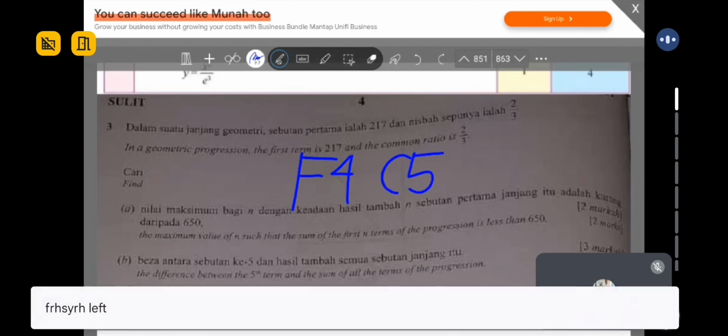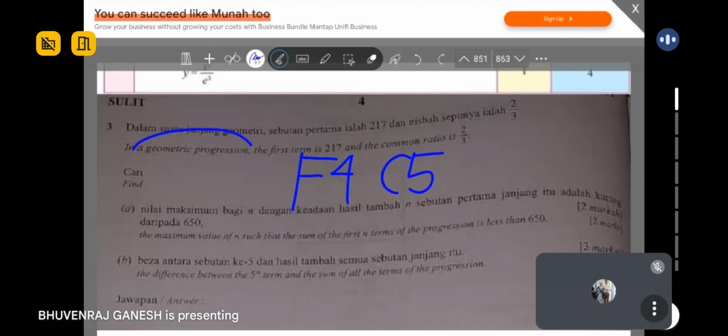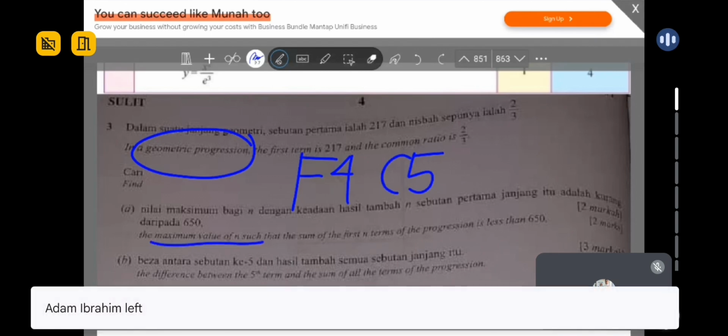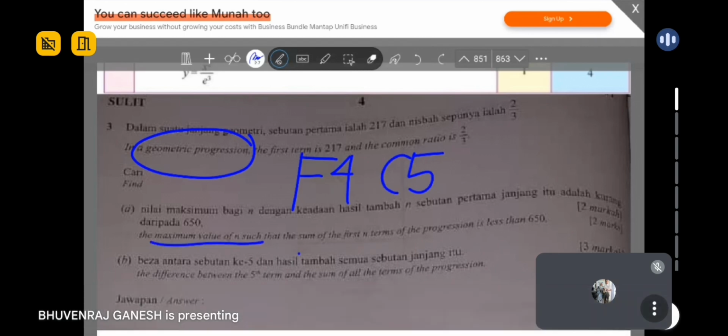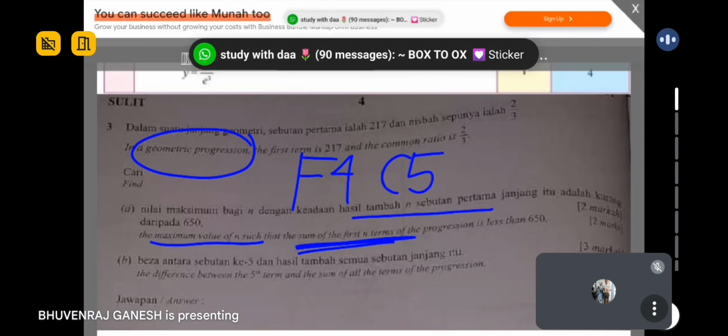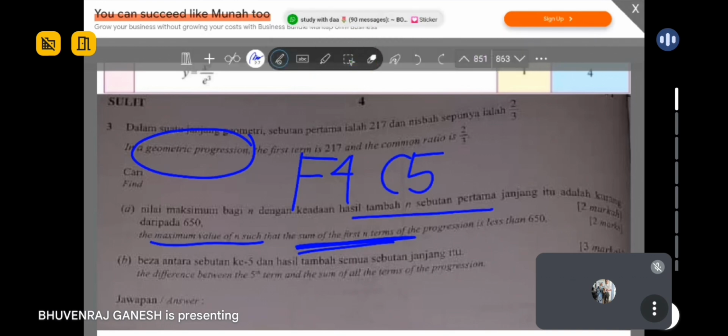So they tell you it is geometric. Janjang geometric. So the first question, they ask you to find the maximum value of n. First question untuk Faris. Kalau kamu nampak hasil tambah n sebutan pertama, apa simbol yang kamu boleh tulis bagi saya? What is the symbol for the sum of the first n terms?